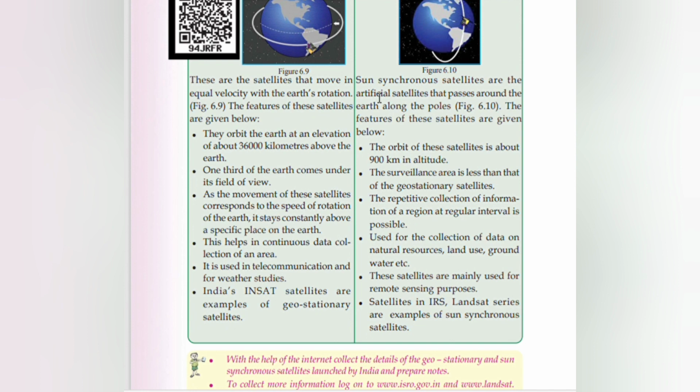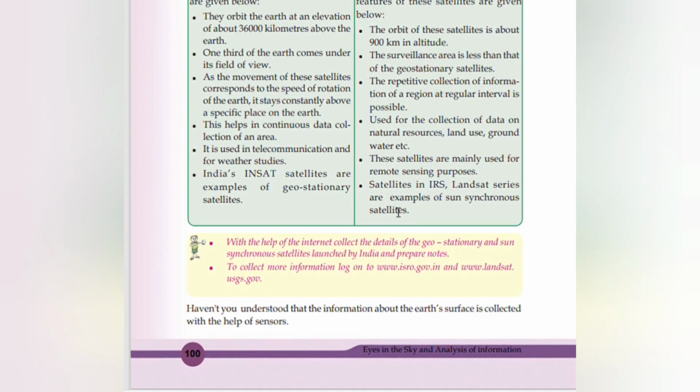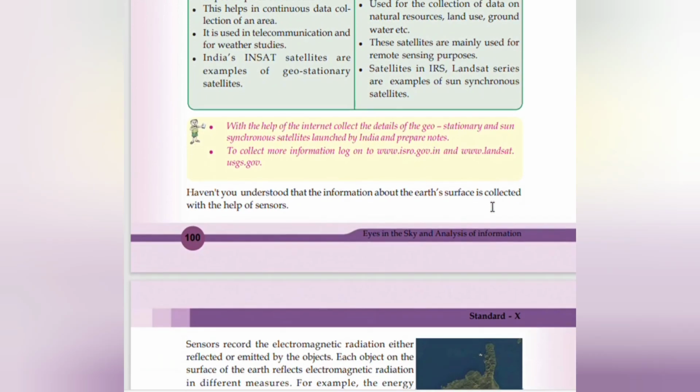Sun-synchronous satellites are artificial satellites that pass around the Earth along the poles. Features of these satellites are given below. The orbit of the satellite is about 900 km in altitude. The surveillance area is less than that of geostationary satellites. Repetitive collection of information of a region at regular intervals is possible. Used for the collection of data on natural resources, land use, groundwater, etc. These satellites are mainly used for remote sensing purposes. Satellites in the IRS and Landsat series are examples of sun-synchronous satellites.